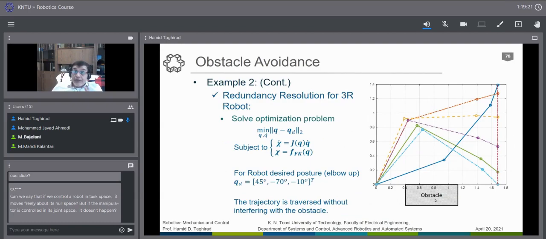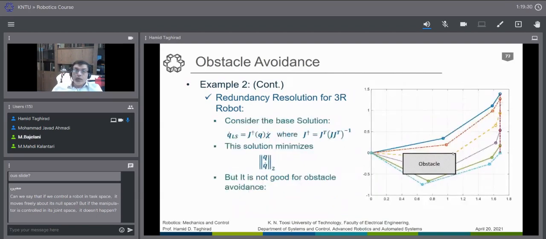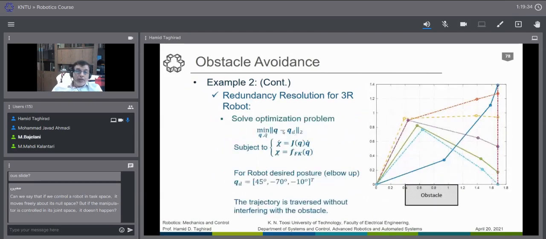It is a bit difficult to write the program and find the cost function, but the solution is very easy. If you don't use obstacle avoidance, you will hit the obstacle. If you use a simple optimization routine, you will avoid that.